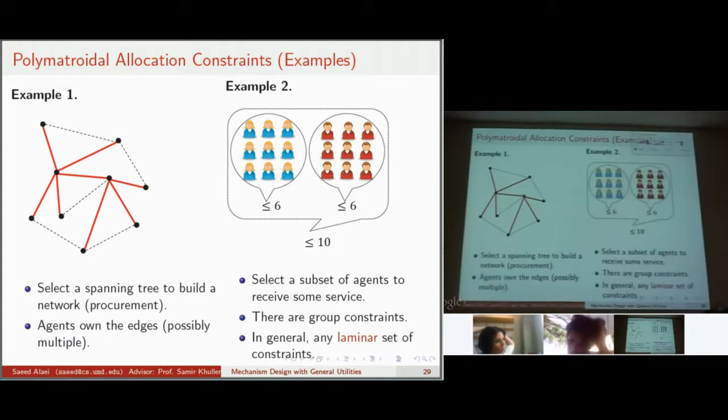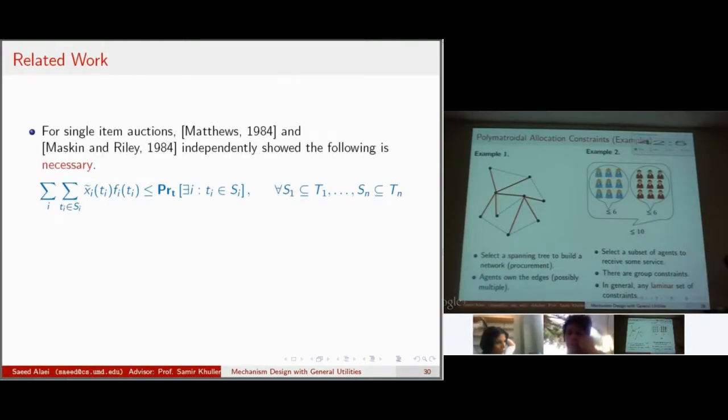And here is another example. Let's say there's a set of agents, and you want to select a subset of them to receive some service. You want to select at most 10 agents, but from females you want to select no more than 6, and also from males you want to select no more than 6. And this is a laminar set of constraints. Basically, any laminar set of constraints can also be represented by a polymatroid.